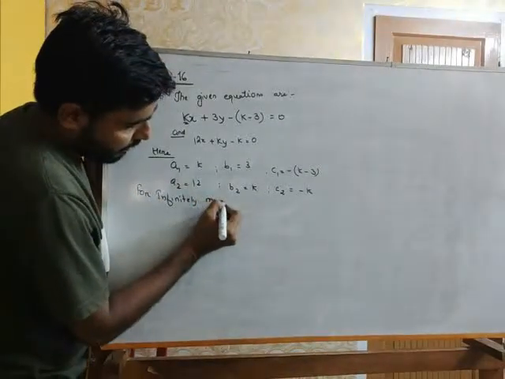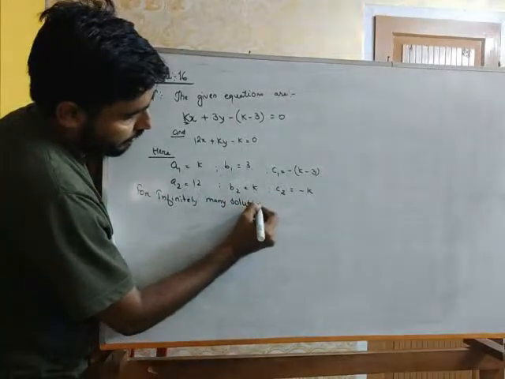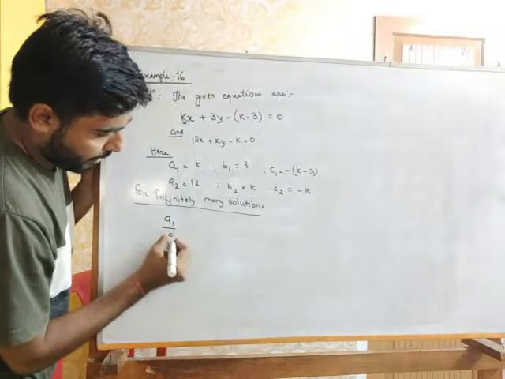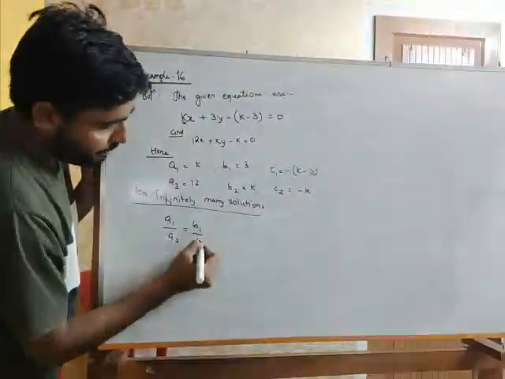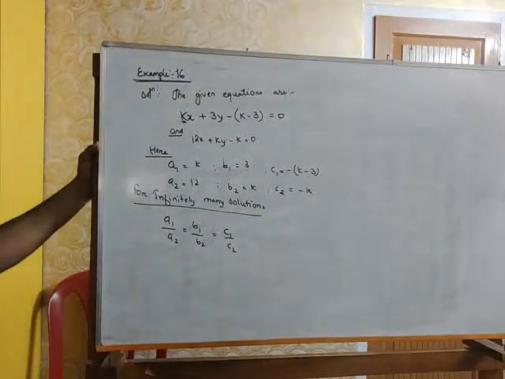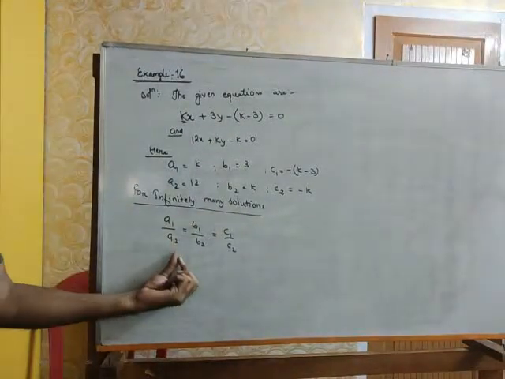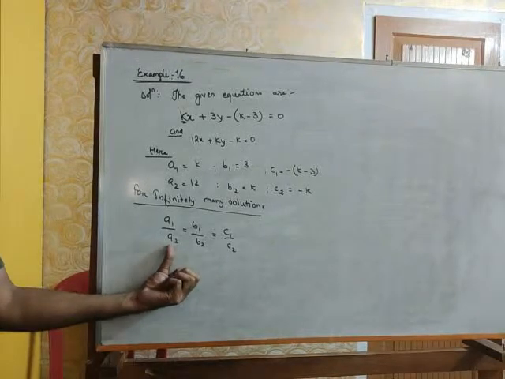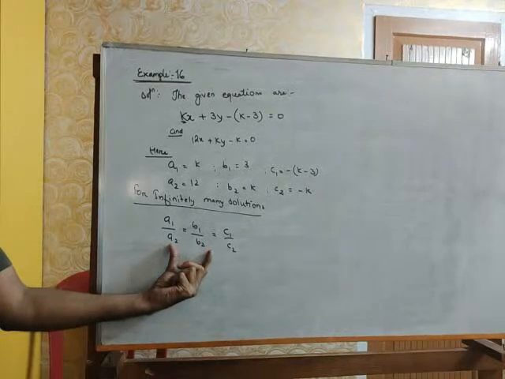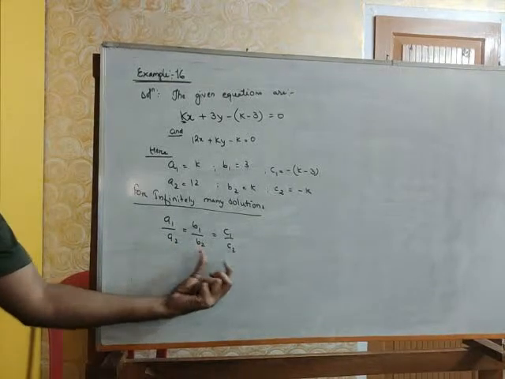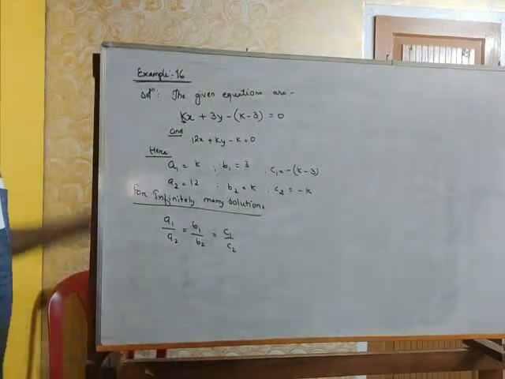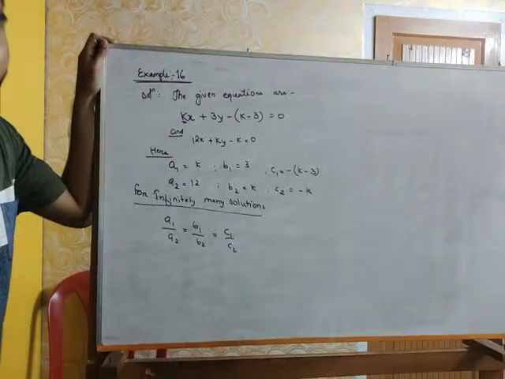So now we can write the condition for infinitely many solutions: A1 by A2 is equal to B1 by B2 is equal to C1 by C2. So this A1 by A2 will be equal to B1 by B2, and this A1 by A2 is equal to C1 by C2. We can equate and solve the first two or the other two, it's up to us. Clear? And then we can know the value of k.